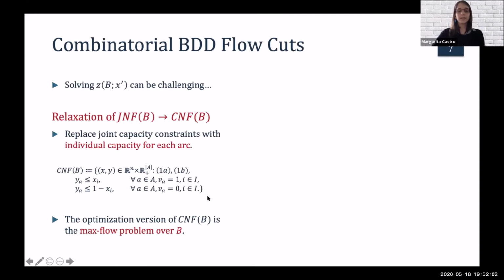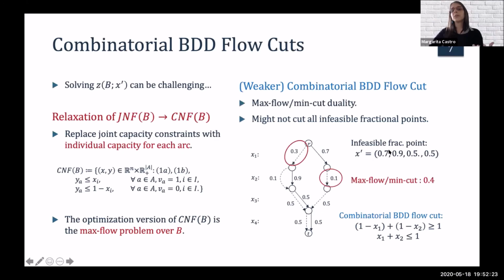And the nice thing is that when we go to the optimization version to create our CGLP, it's just a max flow problem over the decision diagram. So we don't have to create the LP based on the decision diagram. We just have to compute the max flow using any combinatorial procedure that you want. And for the cuts, we use the classic max flow min cut duality.